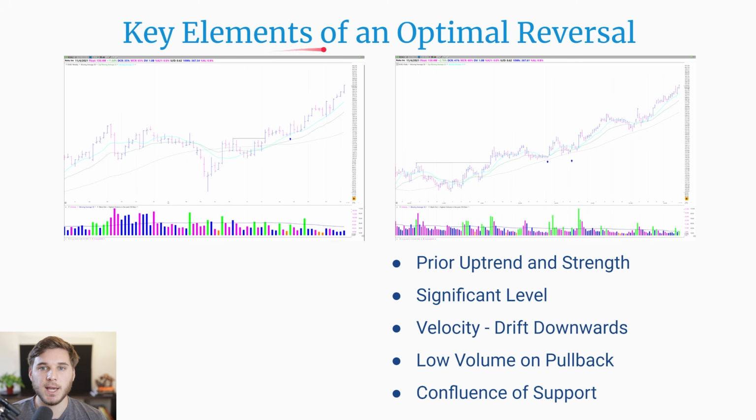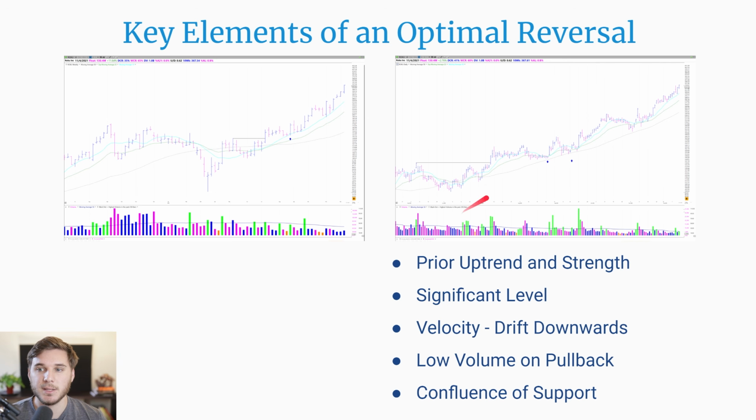So moving on, we've got key elements of an optimal reversal. As I mentioned, we always want to see a prior uptrend and strength before we try to buy a pullback. We want the level that we're trading against to be very significant, such as a prior base pivot or a moving average that a lot of people are watching, and the velocity of that pullback is very, very important.